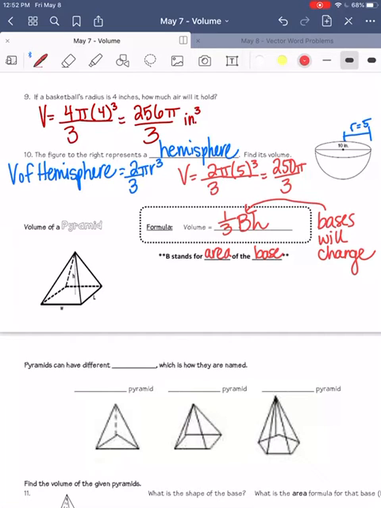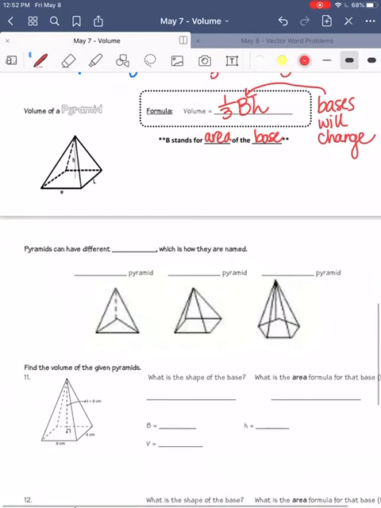It's kind of like a cone, but a cone has a circular base as opposed to a square, rectangle, or triangle or more. So here's what I was just saying. Pyramids can have different bases, which is how they are named. With this first one, the base, or the bottom of the pyramid, is what shape? Well, that's a triangle. So it's called a triangular pyramid.